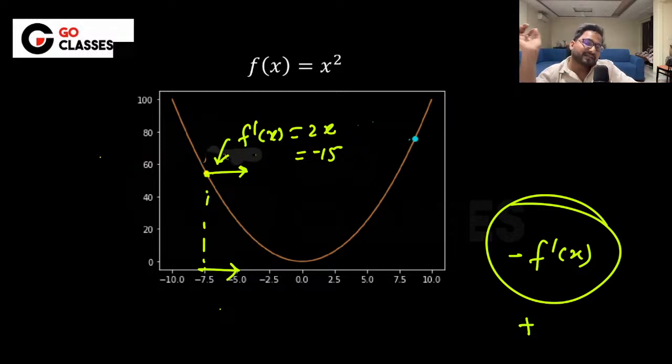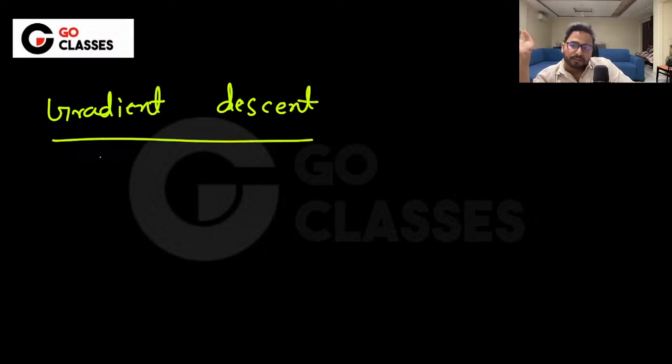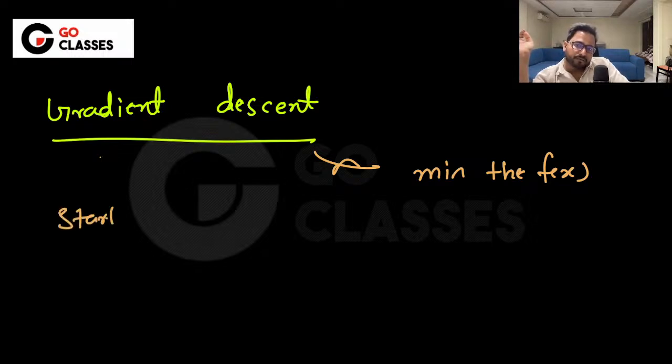It will just check the sign. The algorithm is very simple. This is an extremely simple algorithm, but very, very useful. So what is the gradient descent algorithm? Gradient descent means we want to minimize the function. The objective is to minimize the function, right? So let's suppose your start point is x1. Let's suppose this is your initial point, start point. You can start from anywhere.